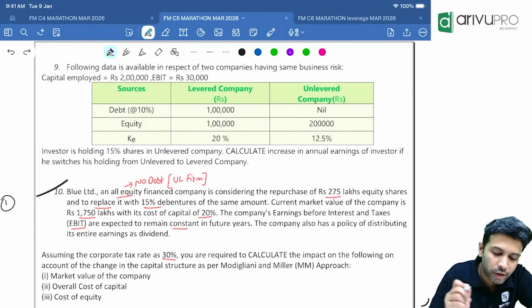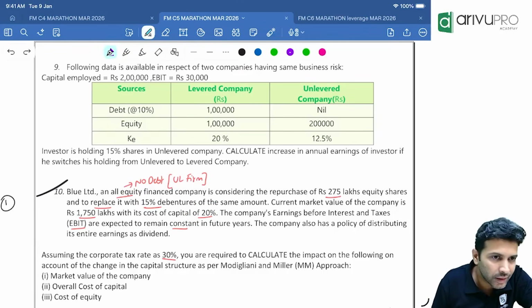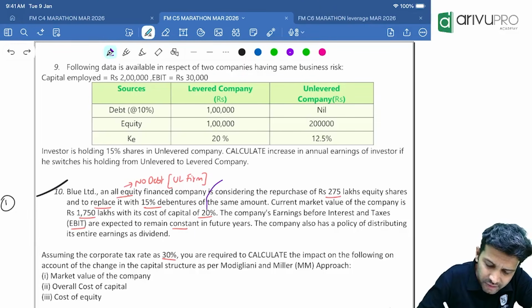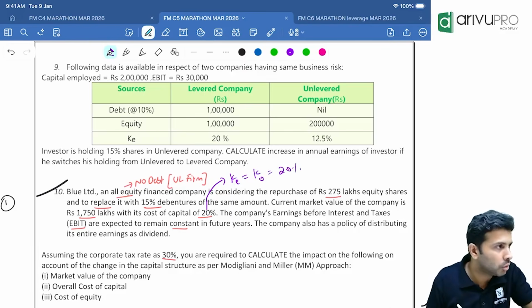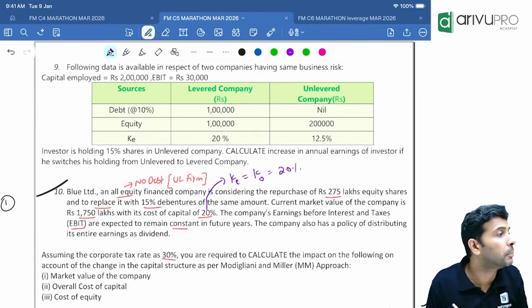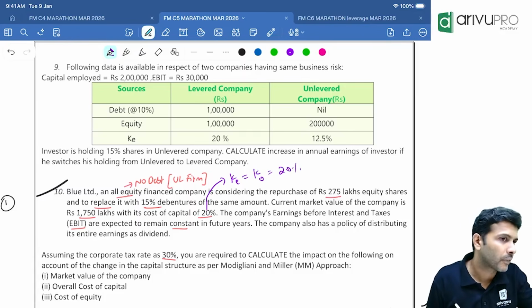Currently, the firm has what? Only equity. That means, can I say here, currently, KE is equal to KO is equal to 20%. Do you agree? Because the only source available with the company now is cost of equity. How do you calculate KO?